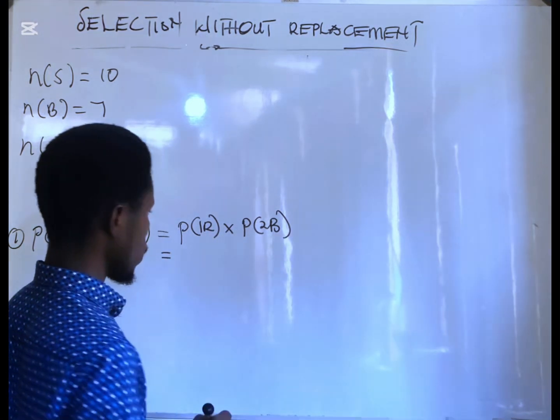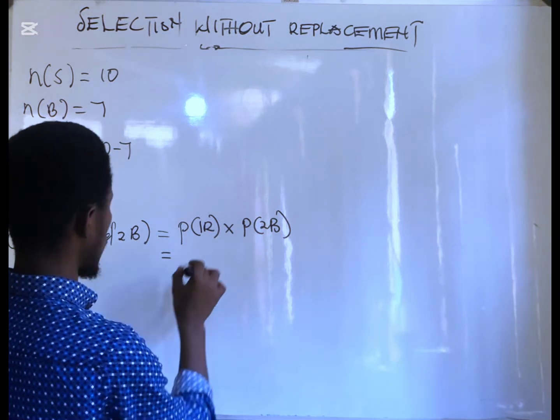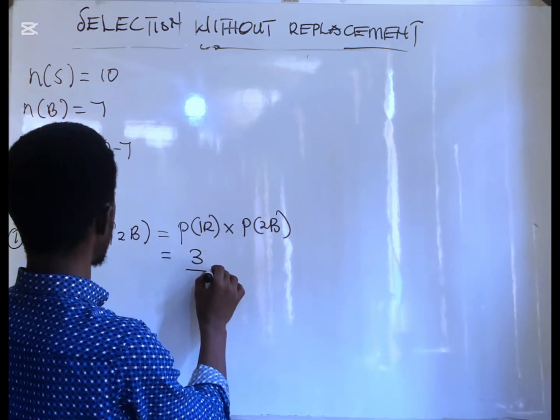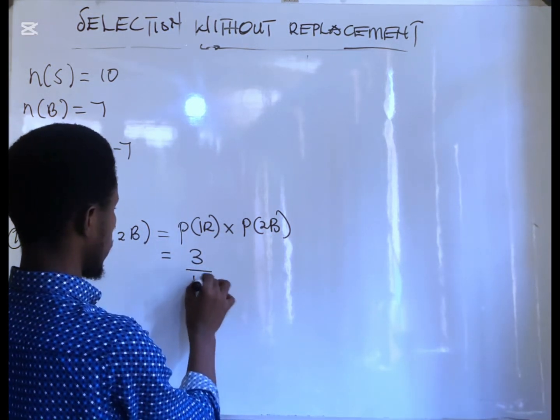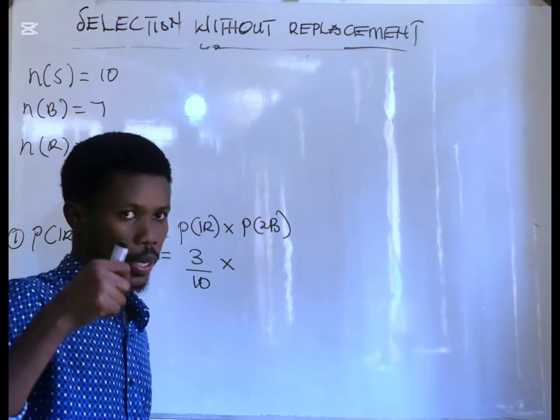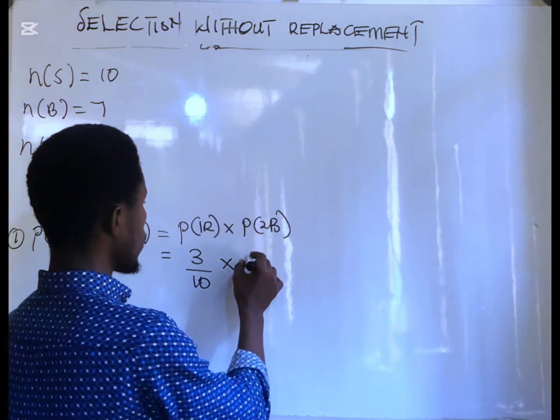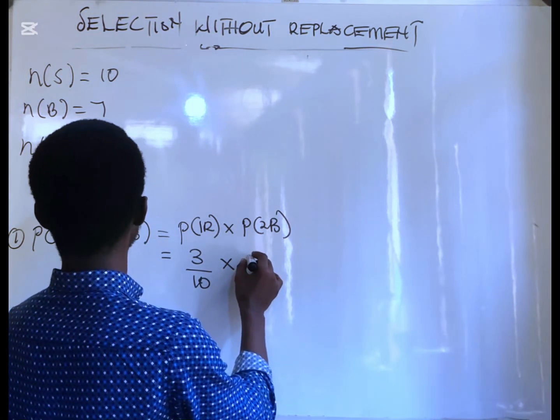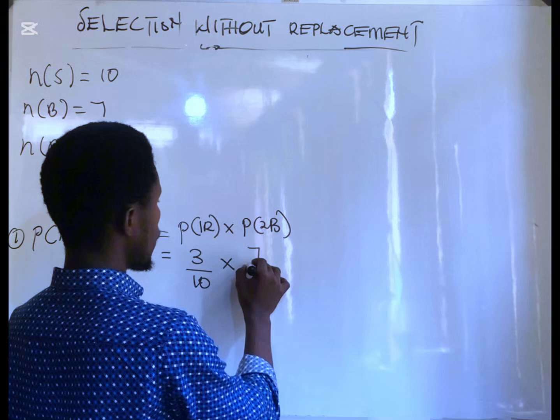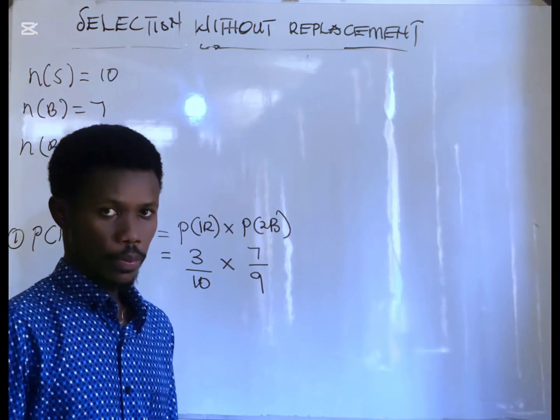So first is red. So red is what? 3 over 10. But remember, after picking red, that one you will not put it back again because it's without replacement. So that one is going to be, the black is what? 7, but here will be 9. Please, do you understand what you have done here?